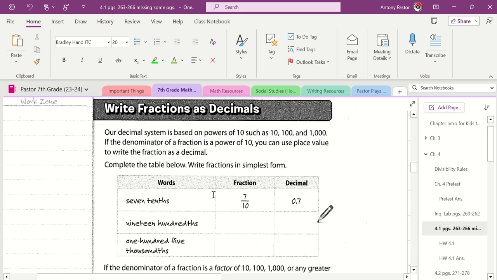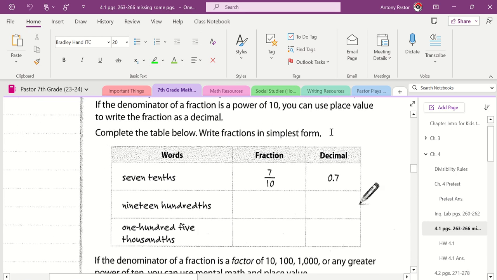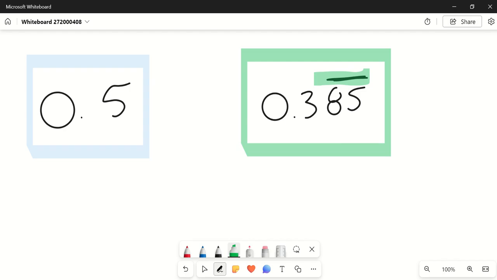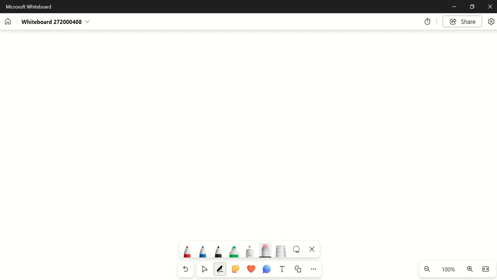Write fractions as decimals. So the other part of the lesson we need to talk about is place value. When we say 7/10, it means 7/10. If I say 19/100, I'll go ahead and erase this so we have room to write on here. Now let's erase this and actually write the chart out. So we said 7/10, which was the example they gave us, and the decimal was 0.7. 7 in the 10th spot, 7/10.